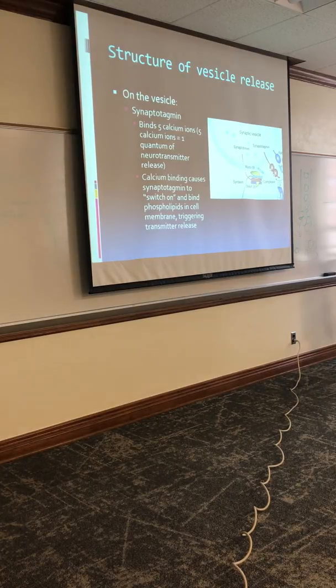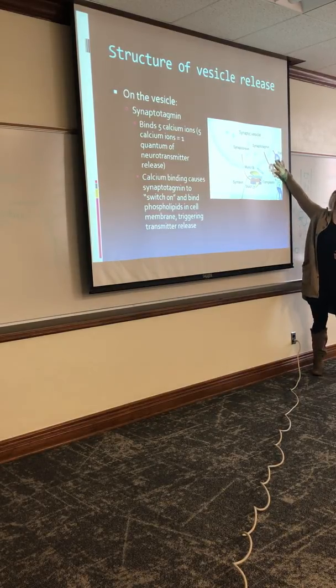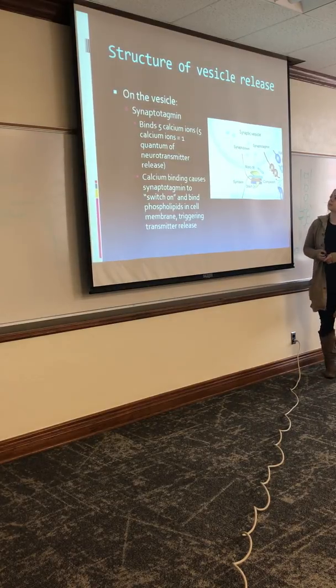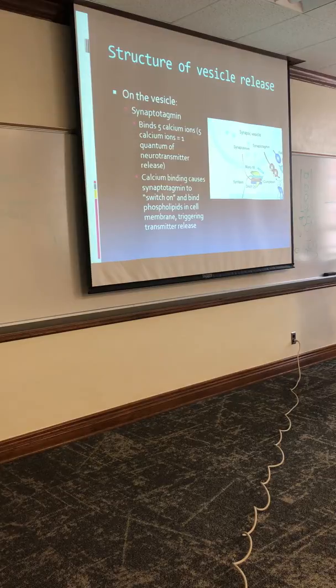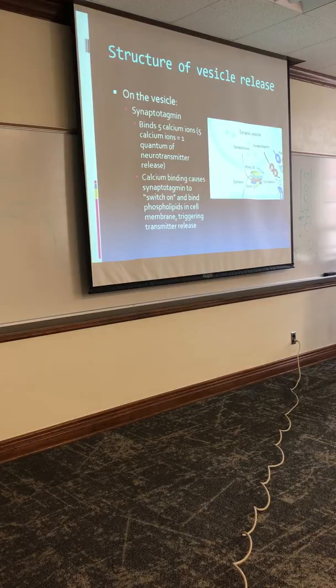What you see with synaptotagmin is that it actually has 2 different binding sites. So it's CB1 and CB2: calcium binding 1, calcium binding 2. The first calcium binding site is going to bind 3 calcium ions, and the second binding site, obviously by definition, is going to bind 2. These 2 different binding sites help synaptotagmin perform its 2 major functions.